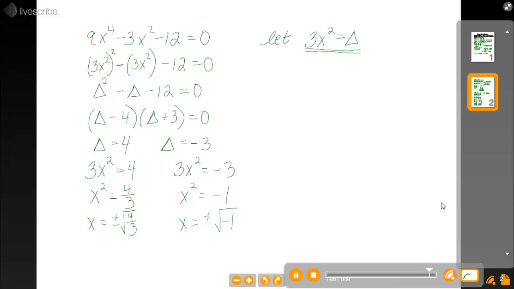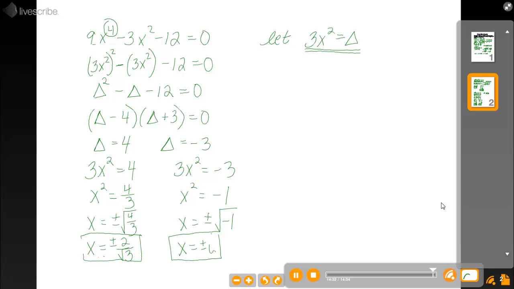We can simplify this a little bit. I'm not going to bother rationalizing the denominator here, but we can take the square root of 4 over the square root of 3, which gives us the square root of 2 over root 3. And in this case, root negative 1, that's just i. Here are our solutions. How many solutions did we get? We got 4. 1, 2, 3, 4. That makes sense because we had a quartic equation to begin with.